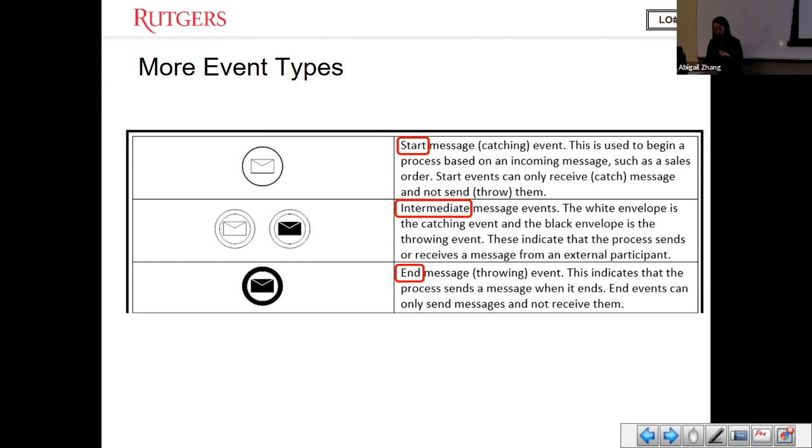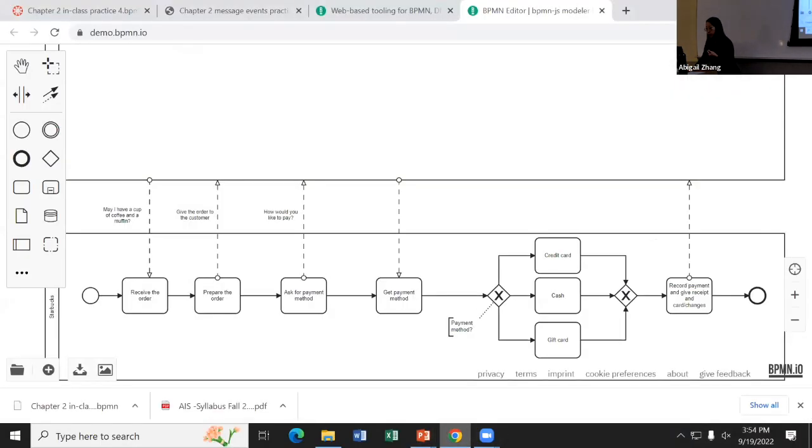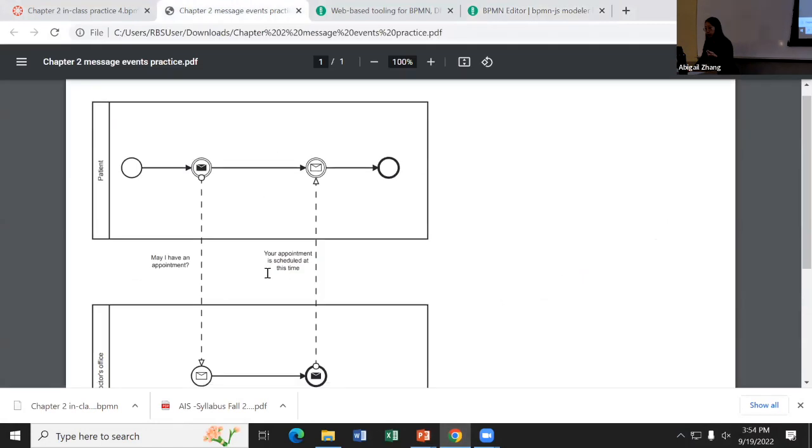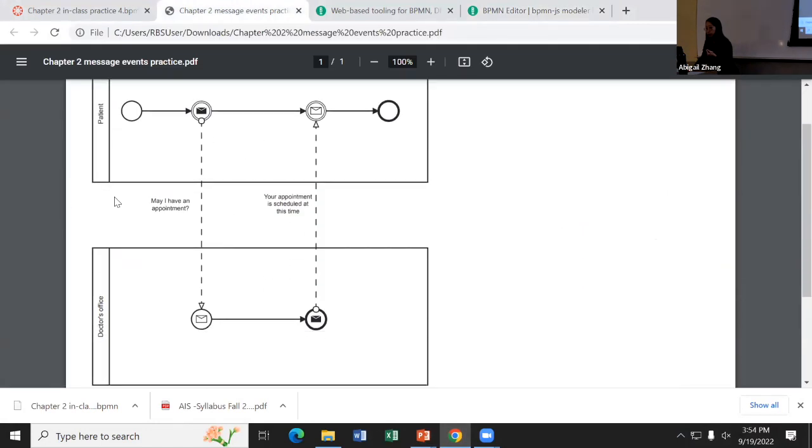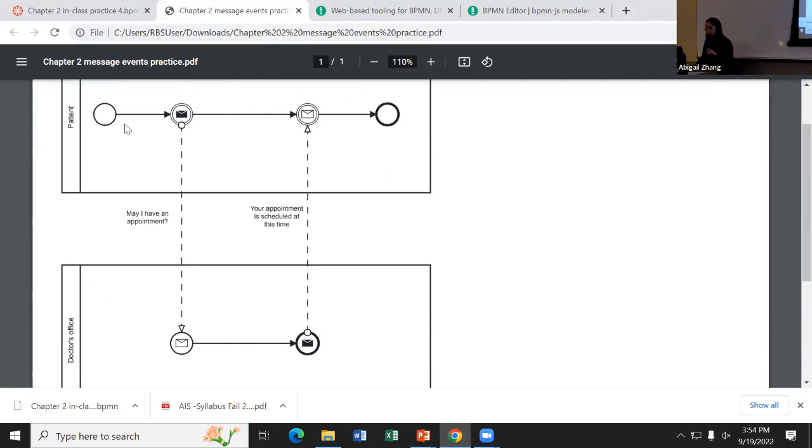And last time we did this exercise of revising the patient and doctor's office interaction based on these message events, right? If you recall, the patient will start the process by sending out a message. Since there is no message event that says you start a process by sending out something, for the patient we use the old-fashioned way, right? We use a regular start event followed by an intermediate throwing message event, or sending a message event.